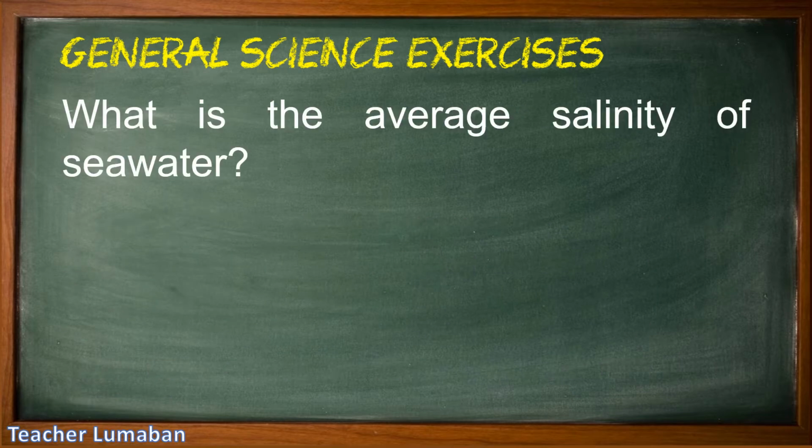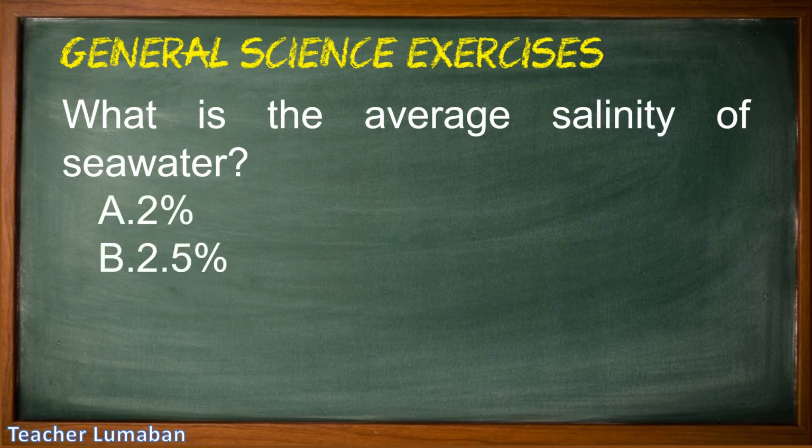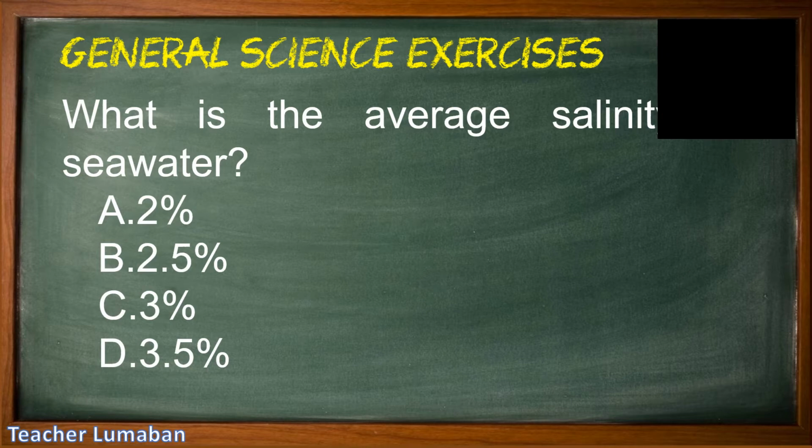What is the average salinity of seawater? Letter A, 2%. Letter B, 2.5%. Letter C, 3%. Letter D, 3.5%. Choose the suitable answer from the following choices in 5 seconds.